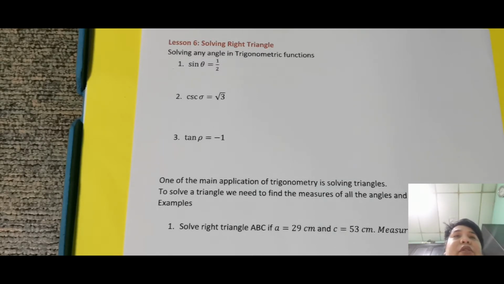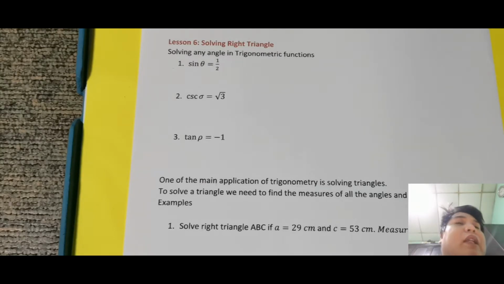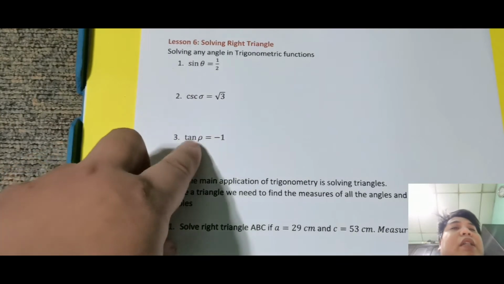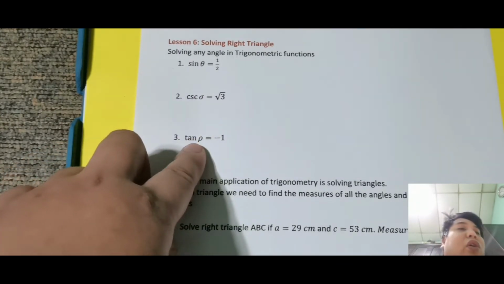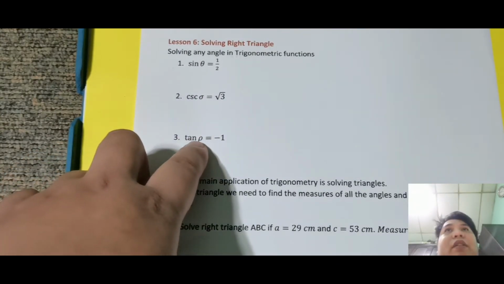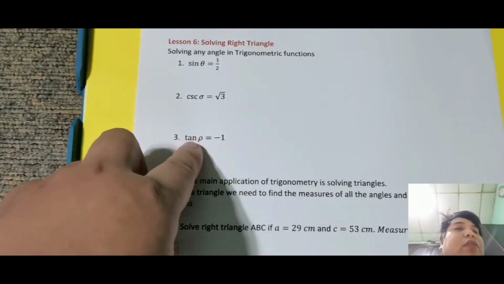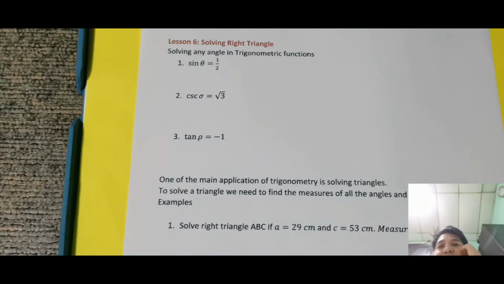Okay, so solving any angle in trigonometric function. Ito yung una natin dapat malaman. Paano nga ba natin hahanapin yung angle na yan? I think familiar yung iba, pero syempre kailangan natin ding ipakita kung paano gagamitin ito, or paano hanapin yung angle theta, si angle sigma, then si angle rho. Okay, so yun yung mga Greek letters. Ulit, si theta, si sigma, then si rho. Yan yung mga hahanapin natin na angle.